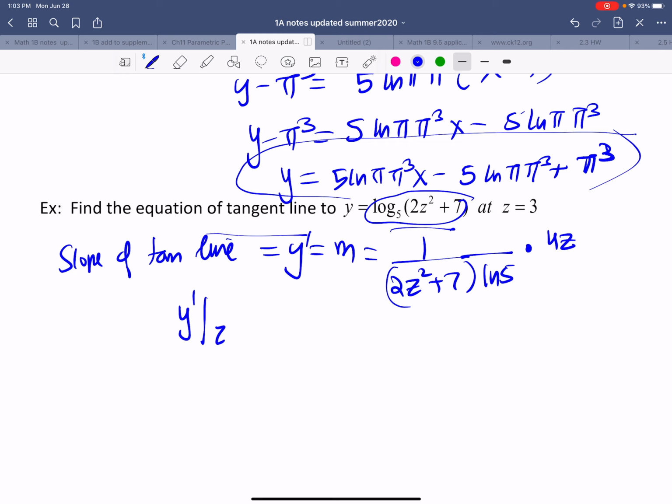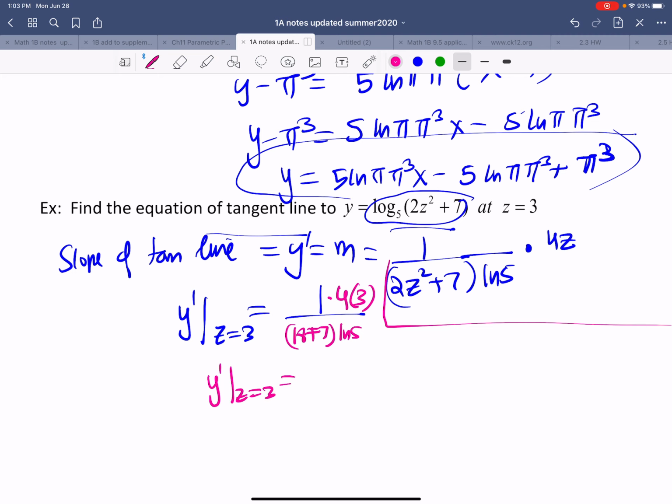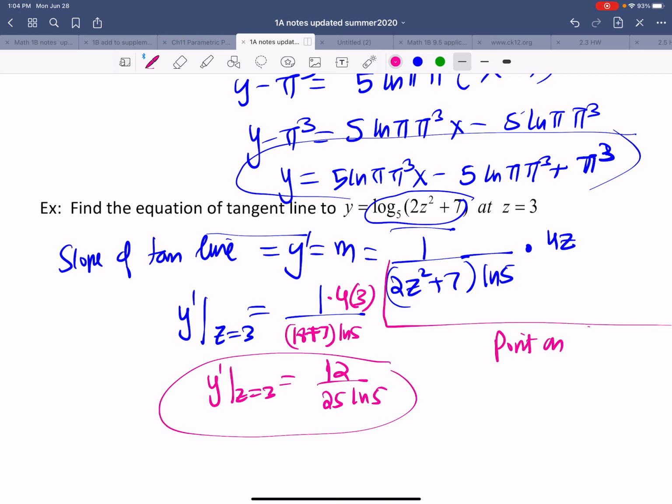Y prime at z is equal to 3 is going to be 1 over, 3 squared is 9 times 2 is 18 plus 7, natural log of 5 times 4 times 3. So y prime at z is equal to 3 is 12 over 18 plus 7, that would be 25 natural log of 5. 12 over 25 natural log of 5. That is my derivative.